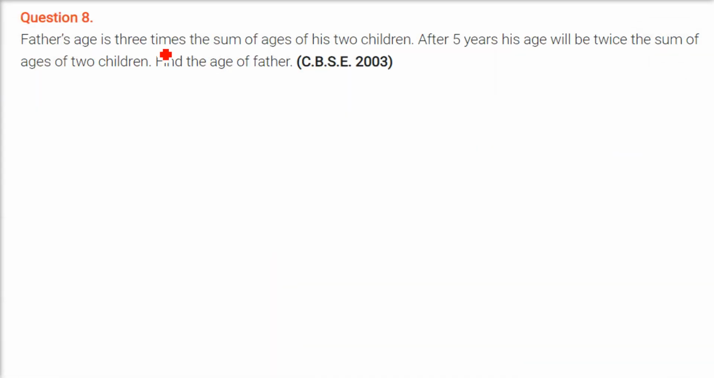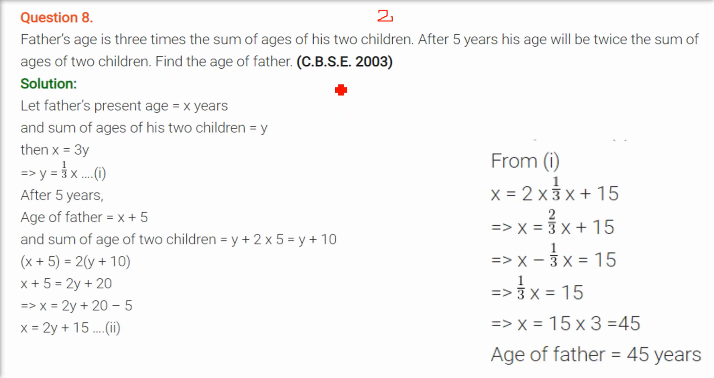Father's age is 3 times the sum of ages of his 2 children. After 5 years, his age will be twice the sum of ages of 2 children. Find the age of father. So there are 2 questions like this we are going to see and cover. These 2 questions will be dealt in different ways. First way I am telling you, then we'll have the second question, then I'll give you another aspect of how to solve it. First we assume that the father's age is x and the sum of ages of 2 children, let us say one son is y, one son is z.